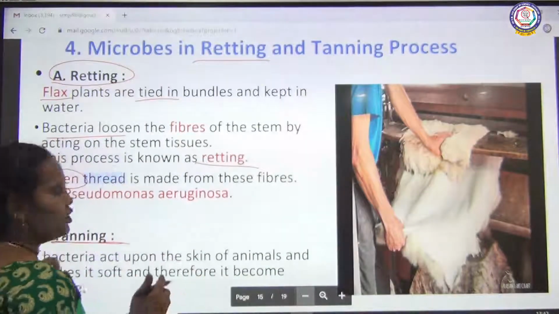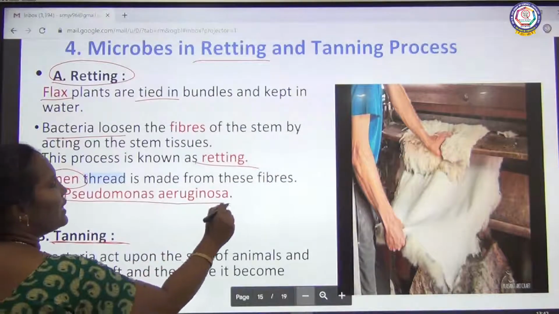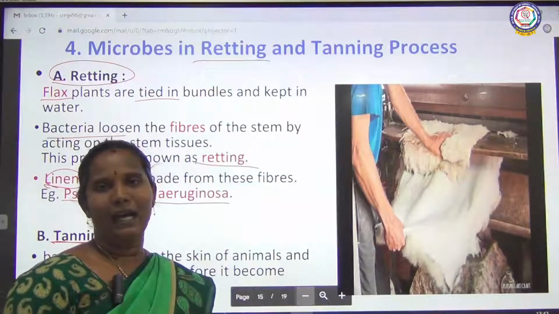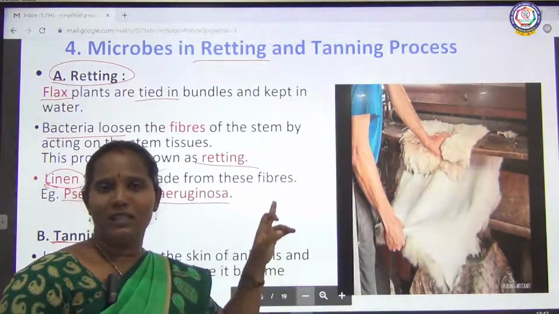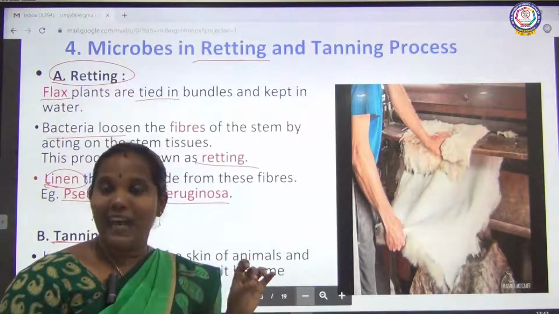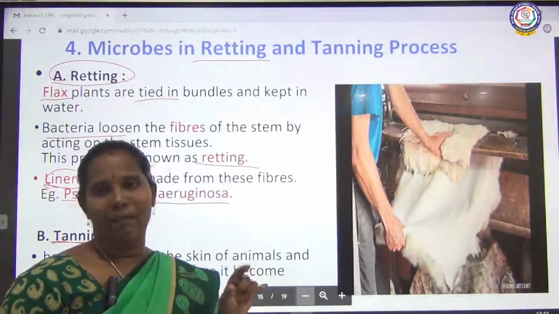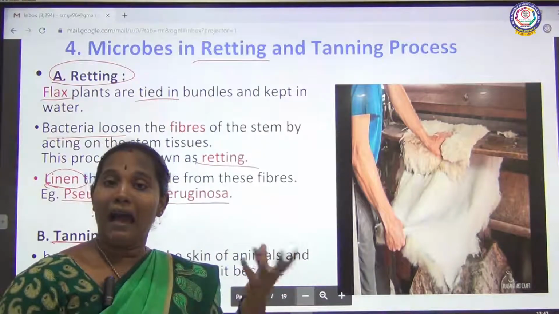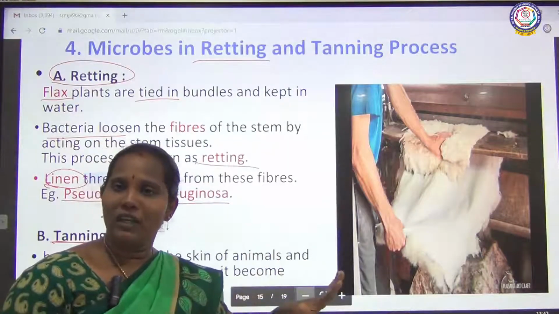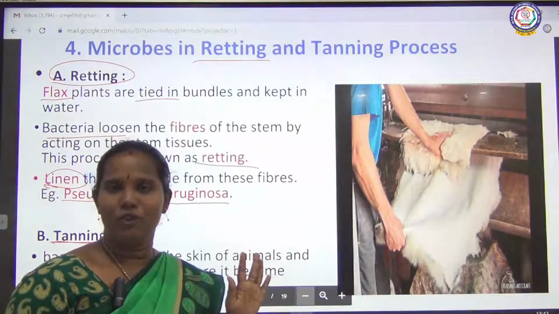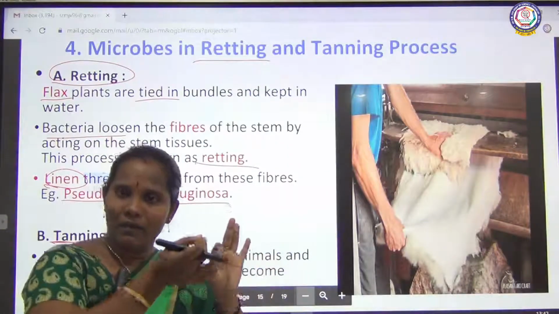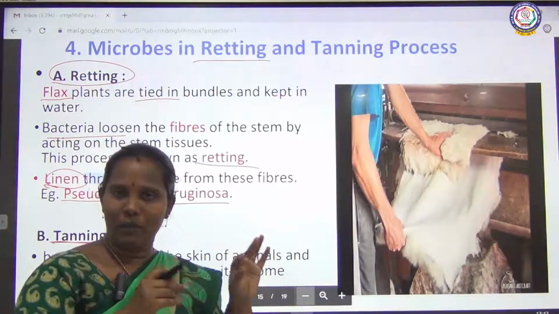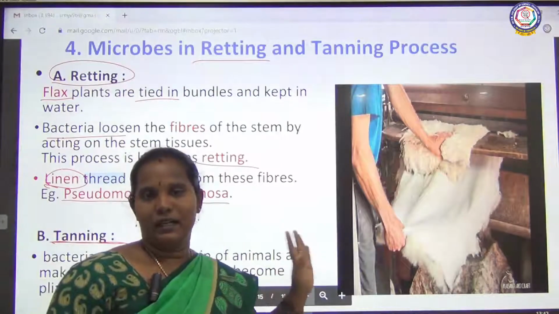Which microbes are used in this? Pseudomonas aeruginosa. Pseudomonas is one of the bacteria used in the retting process. This bacteria acts on the stem of the plant and destroys the plant tissue, because they use it like food. If they destroy the stem tissues, the fibers will be separated, and it is very easy to make a thread. So this is the retting process.